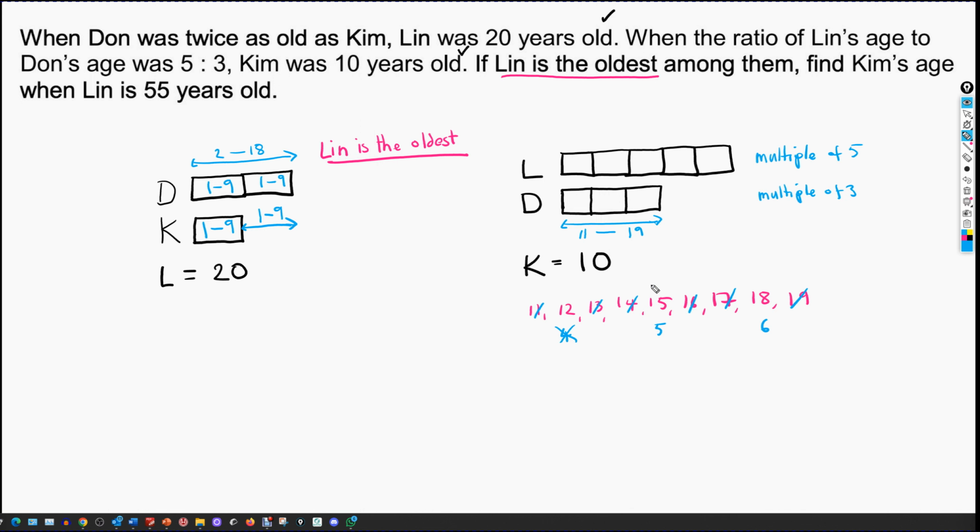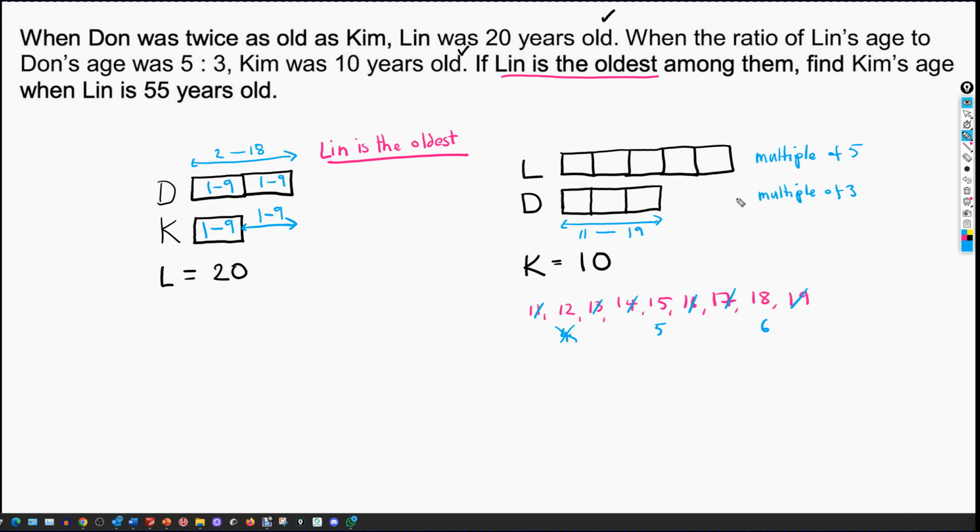Could it be this? Yes, that would work out, wouldn't it? Because we would have 5, 10, 15. That works with that. That would give us 25. Okay. That seems to work. Okay. Let's have a look. Could it be this? Each of these would have a value of 6. So obviously Don would be 18. That would mean that Lin was 30 here. Can Lin be 30?